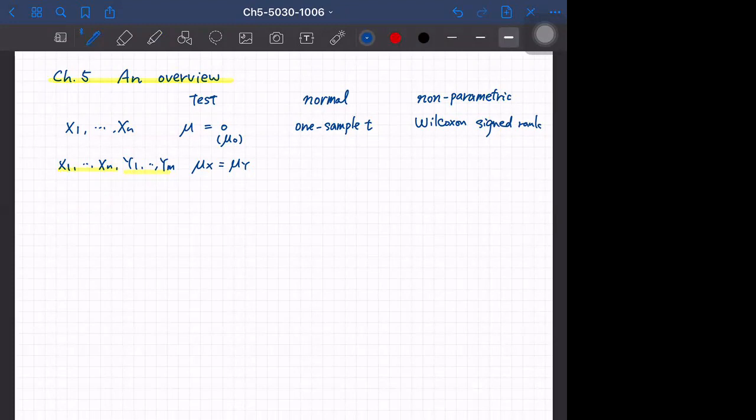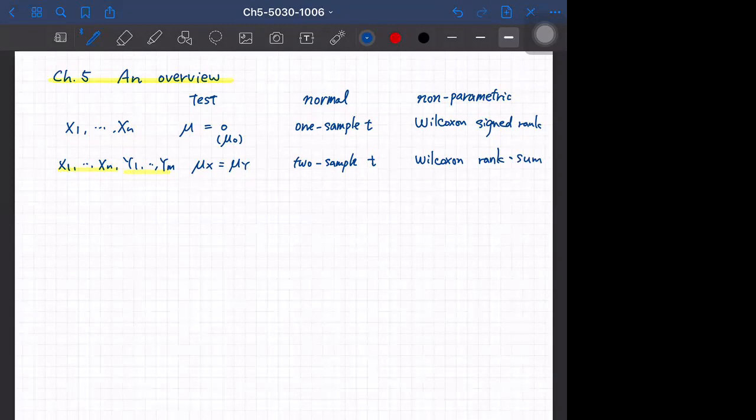In general, we can have a null hypothesis mu x minus mu y is equal to d, but that is not really a common case. So I would just write mu x is equal to mu y. So we have the two sample t-test. We have two versions in section 5.3, and also a non-parametric version. That is the Mann-Whitney test, or Wilcoxon rank sum test. So these are the main topics.